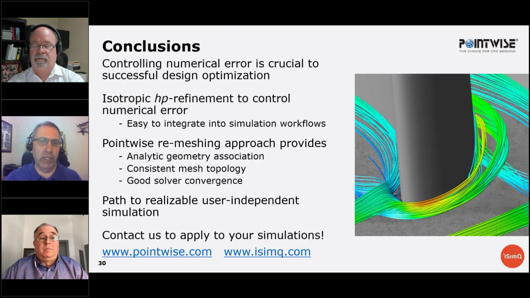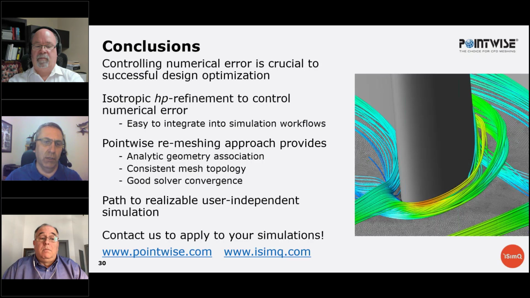Well, I think we better come to our conclusions. I'll start here. We've established that controlling numerical error is just as crucial to your successful design optimization as controlling your systematic error, such as which geometry decisions you're making, fidelity decisions you're making, and also which turbulence models you're selecting. And mesh adaptation is the way to do that in a user-independent manner.